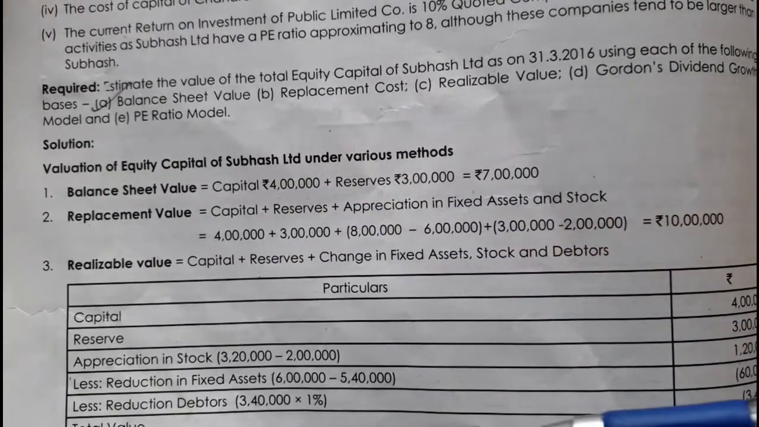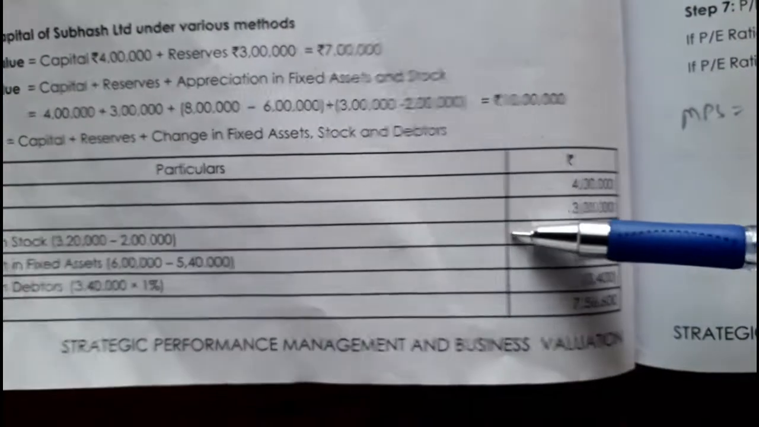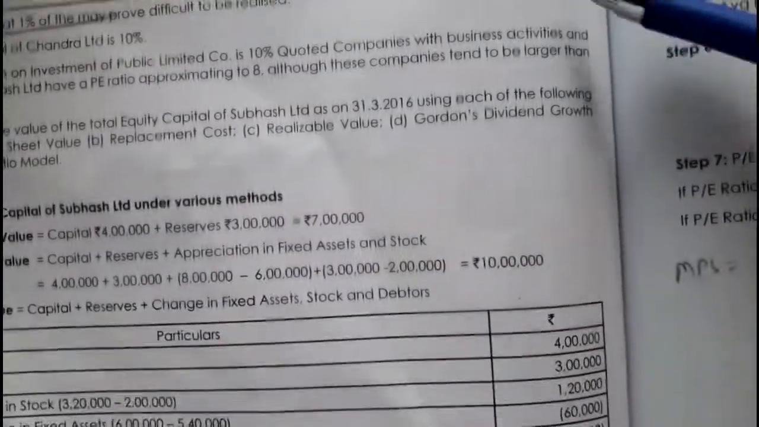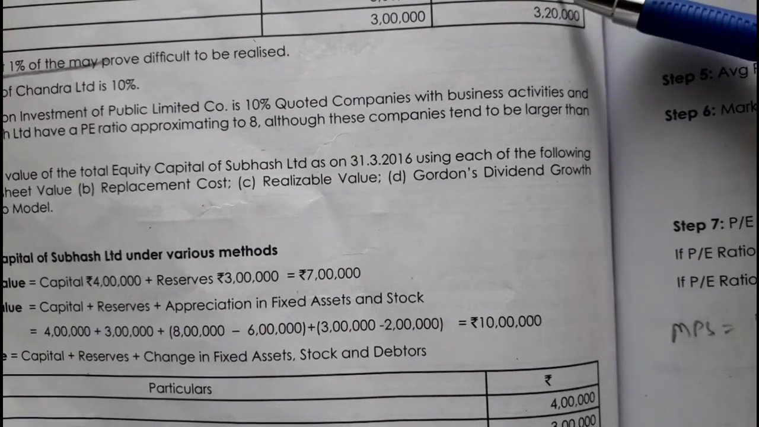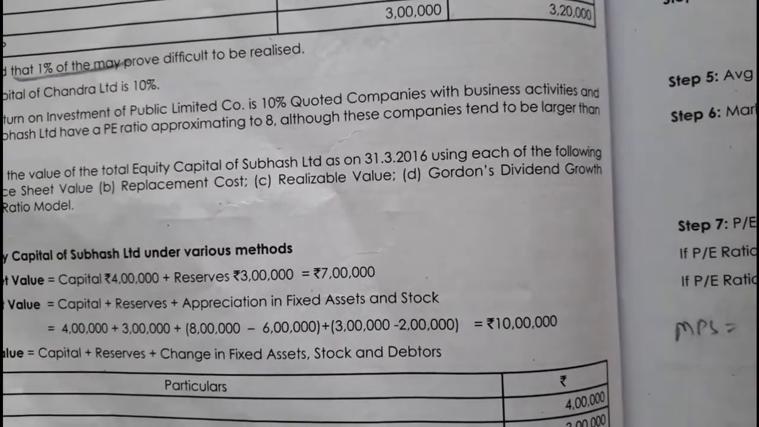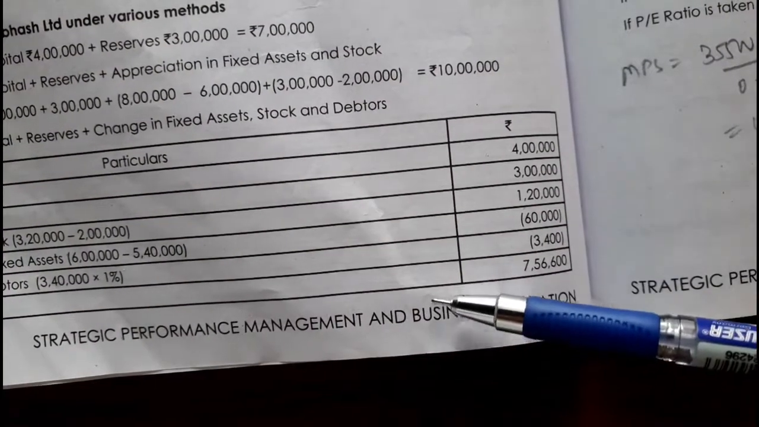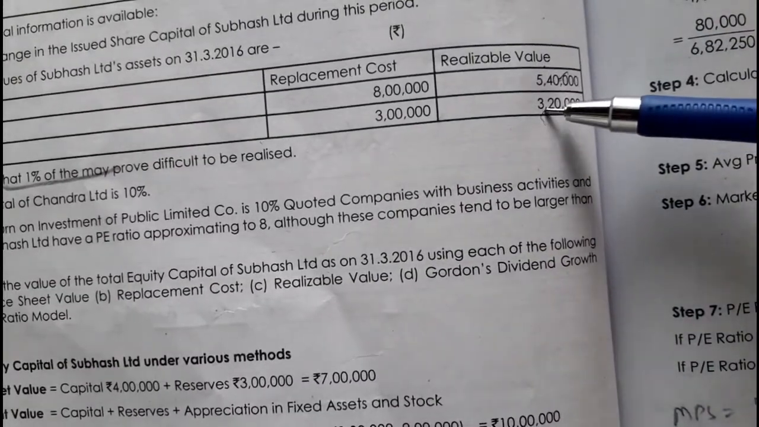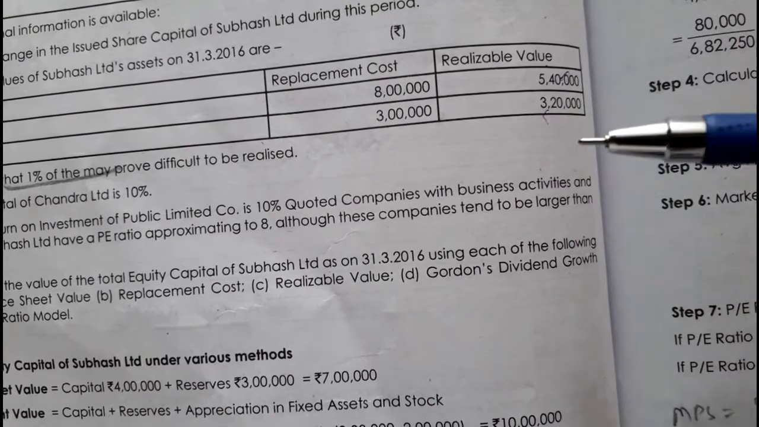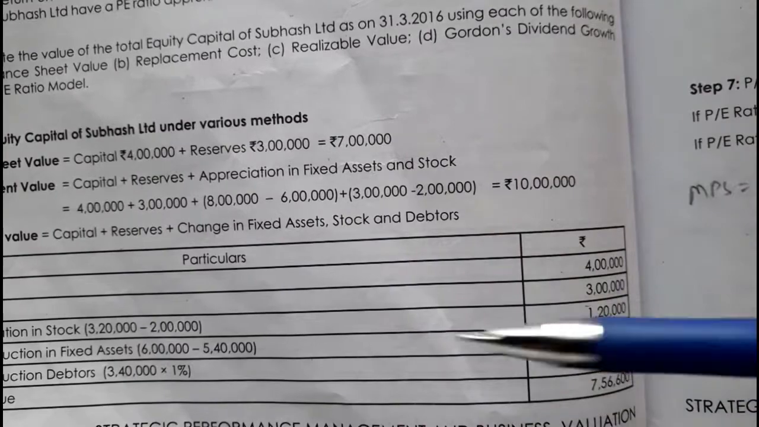Now for realizable value, the capital and the reserves will remain the same. Here the realizable value has been given, that is 5,40,000, but in the balance sheet it is 6 lakh, so it has been reduced. So we'll reduce that. For stock, it says the realizable value is 3,20,000, but in the balance sheet it is only 2 lakhs. That means there's an increase, so we'll add.